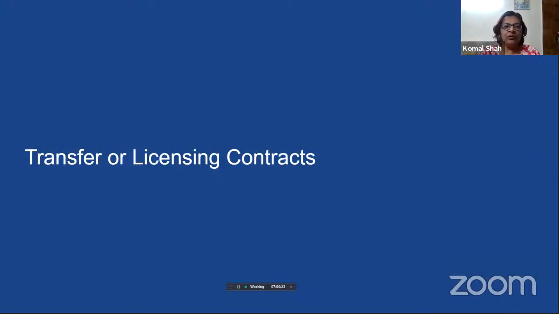Okay, so usually you will have contracts which are related to product. These will be transfer or licensing contracts. There can be lots of different types of licensing contracts, of multiple different types of products. But at the bottom line, it is a transfer or a license of intellectual property that will happen, right?